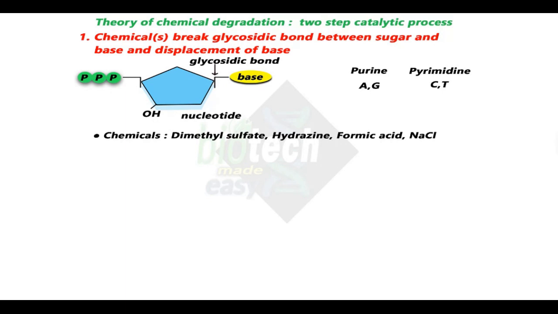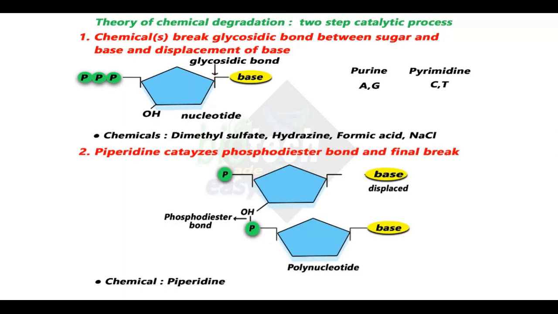Then let's see what is the second step. In the second step, we are going to use piperidine, and we use it whether it is a purine or a pyrimidine. In all the cases, we'll use piperidine, and it will catalyze the phosphodiester bond and make the final break.